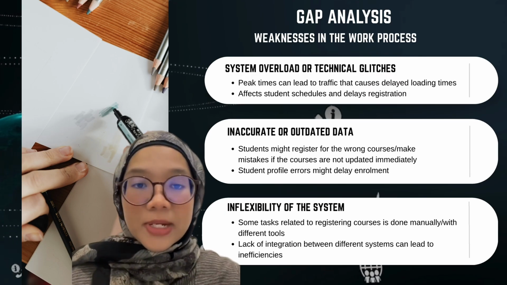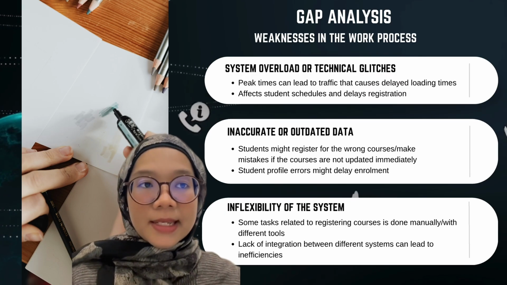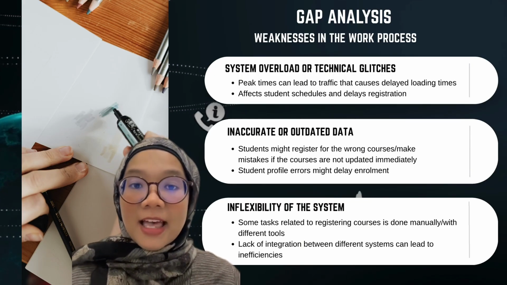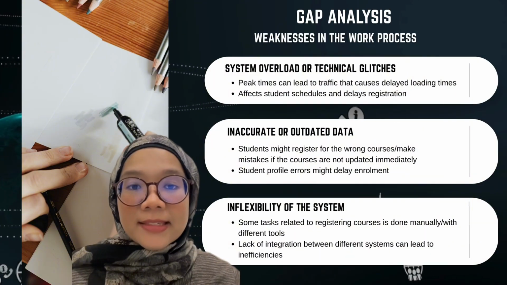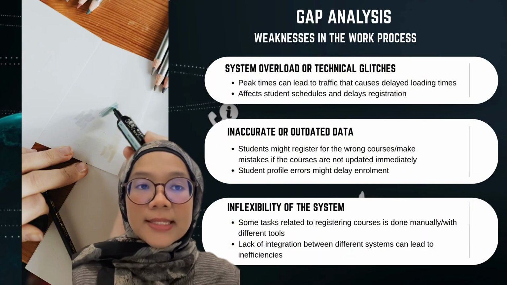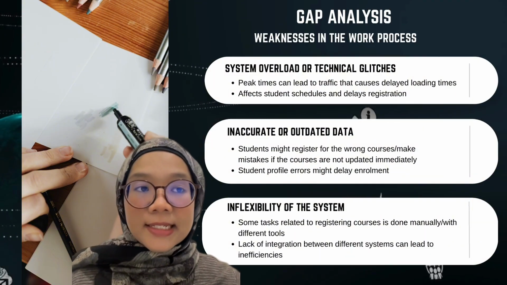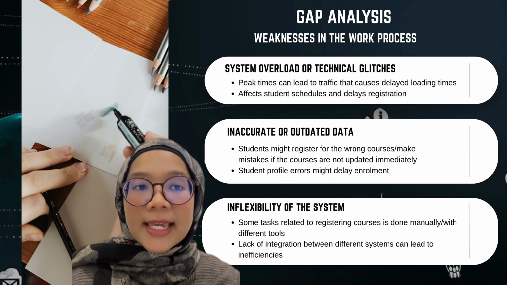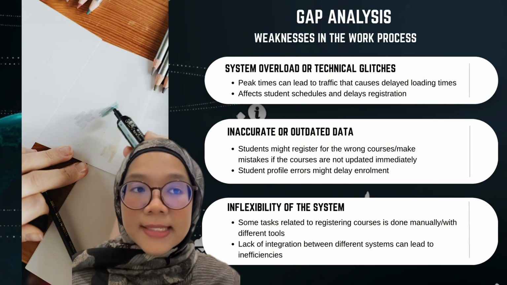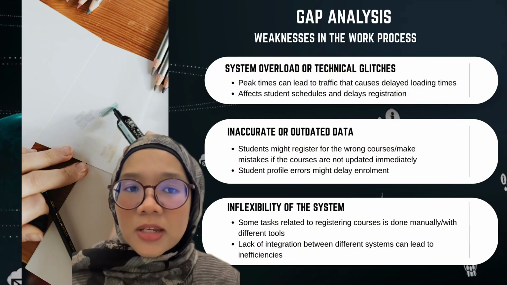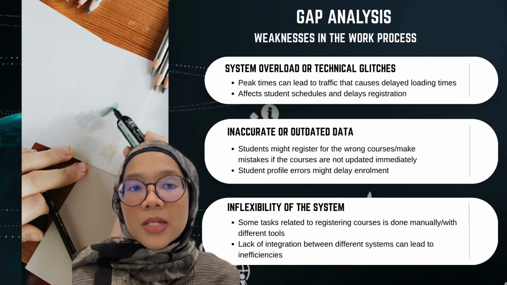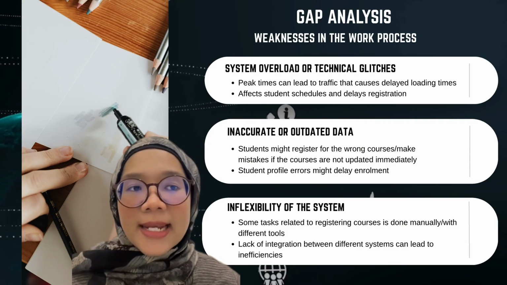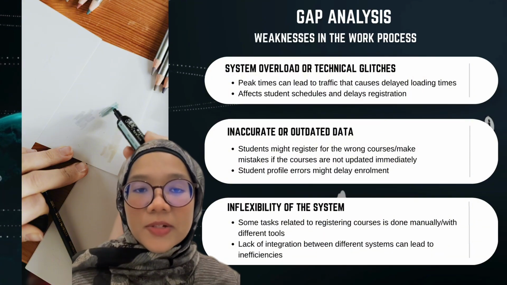While digital transformation brings many benefits, it also introduces some challenges in the work process. Let's explore the key weaknesses. One major issue is system overload or technical glitches. During peak registration periods, high traffic can cause slow loading times or system crashes. This not only frustrates users but also disrupts student schedules and causes delay in course registration.